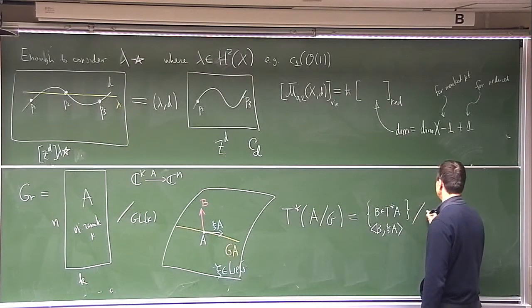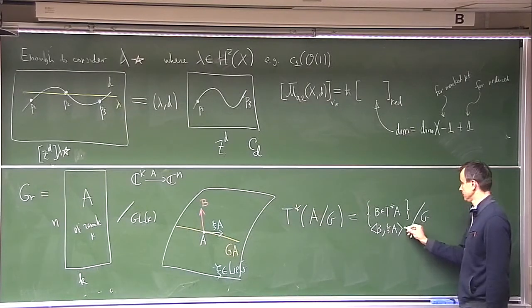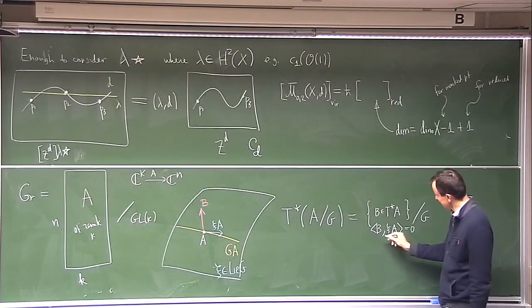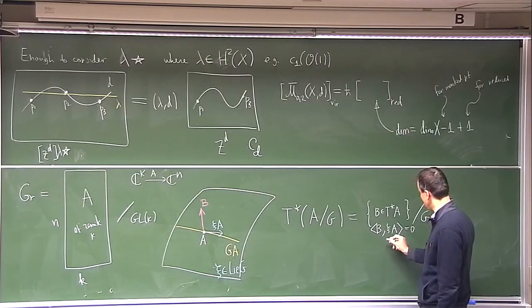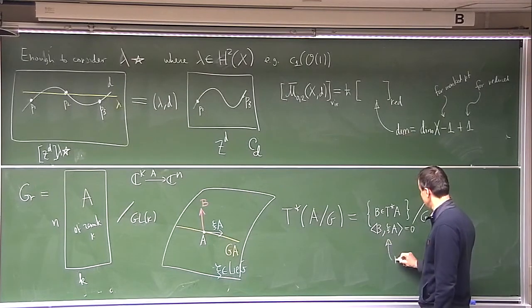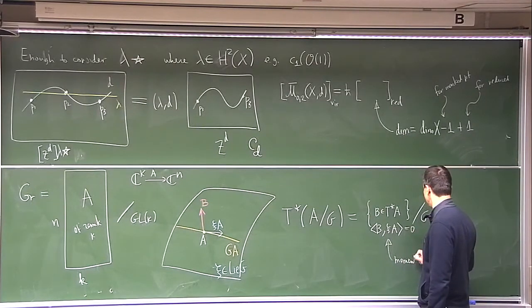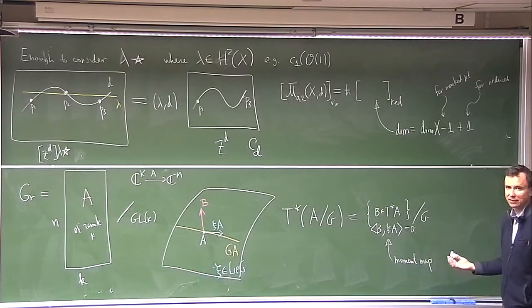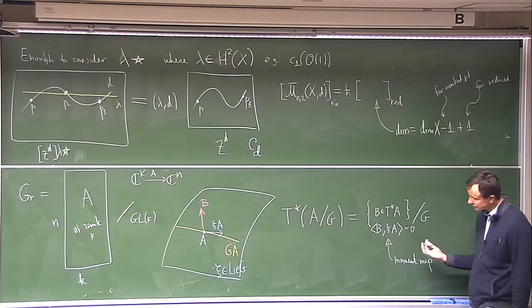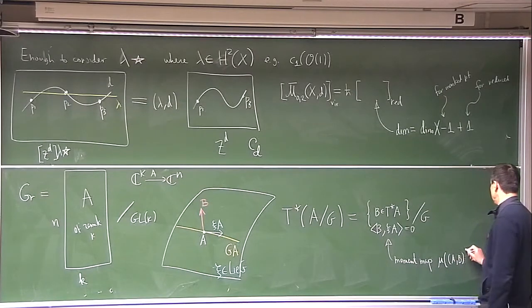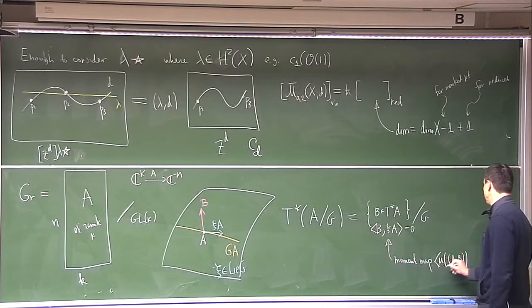This you mod out by G. But this is the moment map. I mean, if you think of this as a function of psi, this is the moment map. Moment map in general is defined... Moment map, so it means mu of the pair AB, paired with psi.